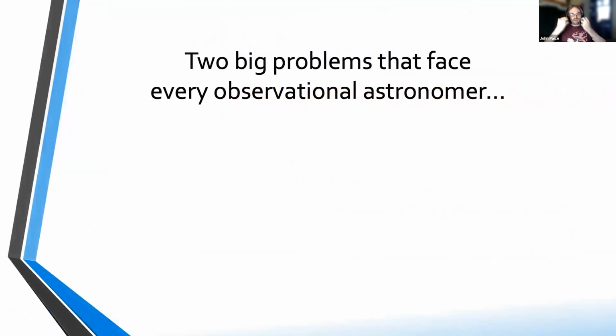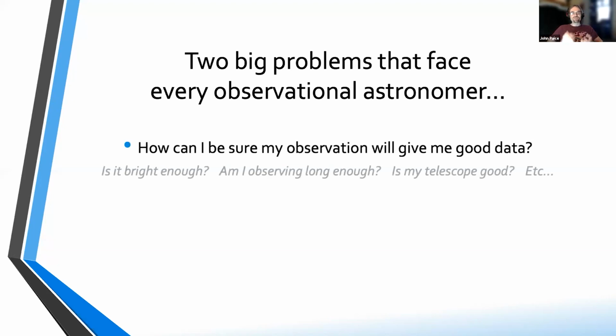The main motivation behind this project is a couple of problems that face every observational astronomer. I hope these are worldwide problems, or else I have grossly made a big error. But anyway, the first problem is, how can I be sure my observation will give me good data? Sometimes you have to ask, is the observation long enough? Is the source bright enough? Am I going to get good data when I ask for it with these parameters?